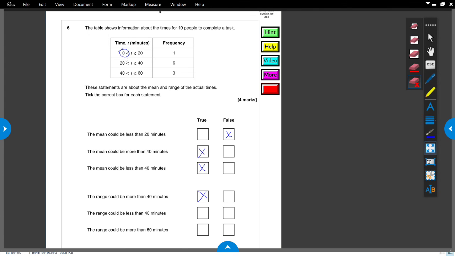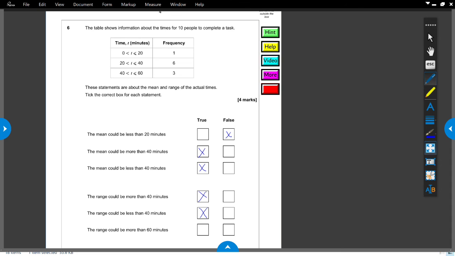Range can be less than 40. Again, I want to be a bit selective, but I'm not going to choose the same ones this time. I'm going to pick the best case scenario for this one and have the mean as low as possible and have the range as low as possible. So this time I'm going to pick 20 and 40. And if I do 40 minus 20, that gives me a range of 20. So this one's true as well. It could be. This last one's false though, because we've established that the greatest possible range is 60.